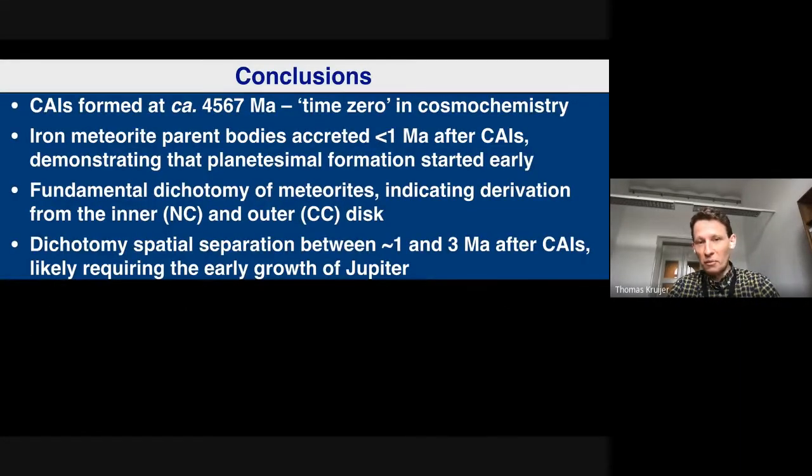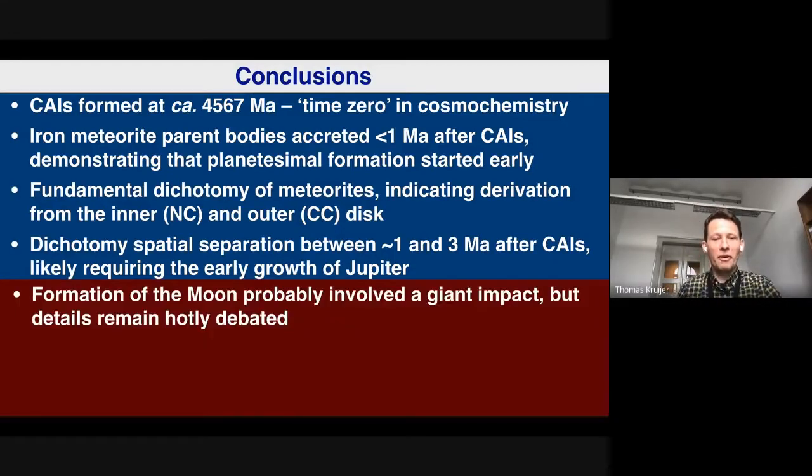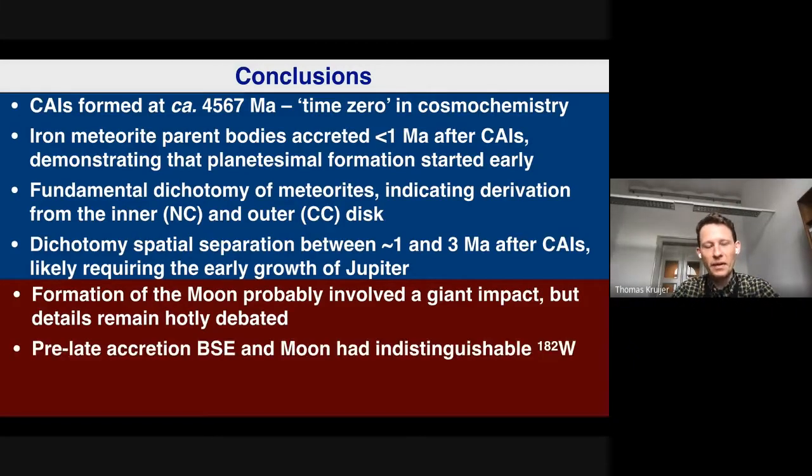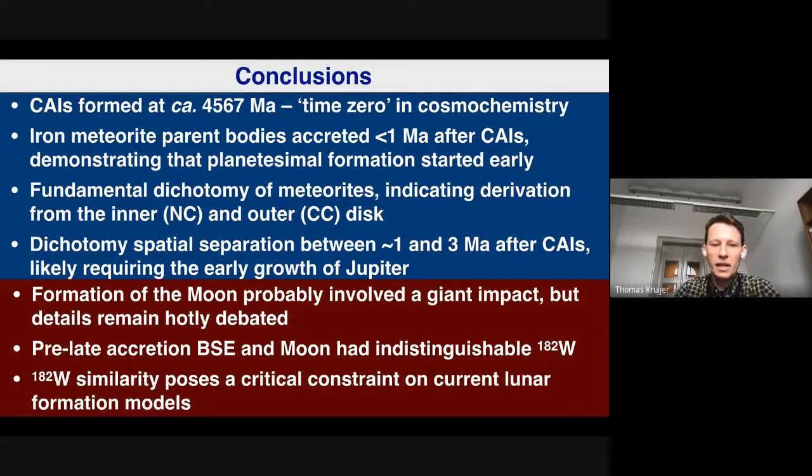Okay, so I'm reaching my conclusions now. I've been talking for about 50 minutes, I realize. So the conclusions for the last part of the talk are that the formation of the Moon probably involved a giant impact, but the details remain hotly debated. Pre-late accretion, the bulk silicate Earth and Moon had indistinguishable 182W. And this similarity in 182W poses a critical constraint on current lunar formation models.